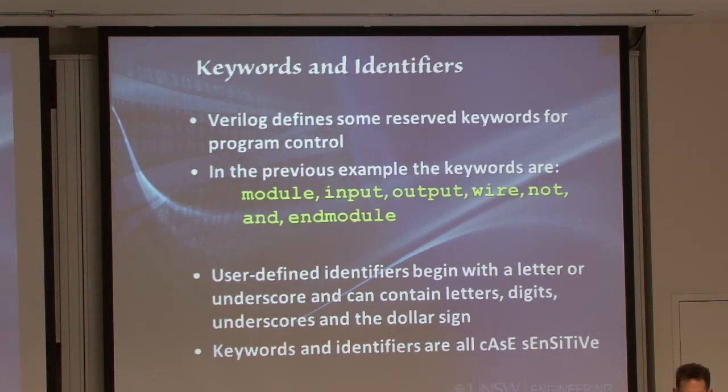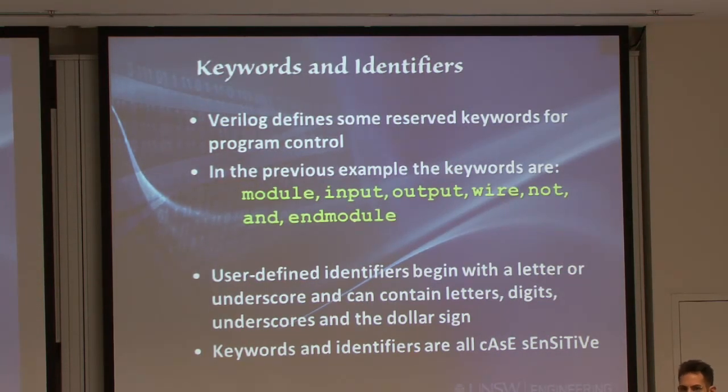Other than the reserved keywords, there are user-defined identifiers, which are things like variable names, register names, parameters, wire names, inputs, outputs; anything that we want to or need to give names to. I'm not sure if that's identical to C, but those identifiers must start with a letter or an underscore, and then contain letters, digits, underscores, and dollar signs. Anything else is illegal. The compiler will yell at you if you try that.